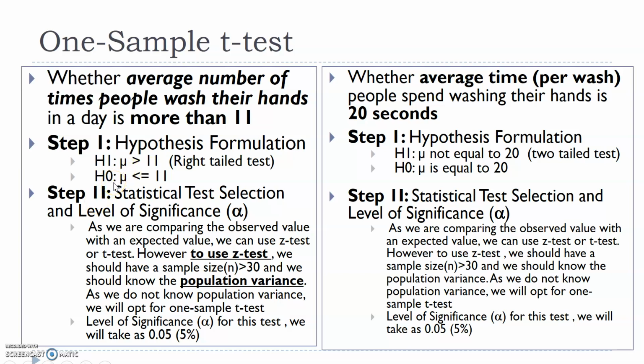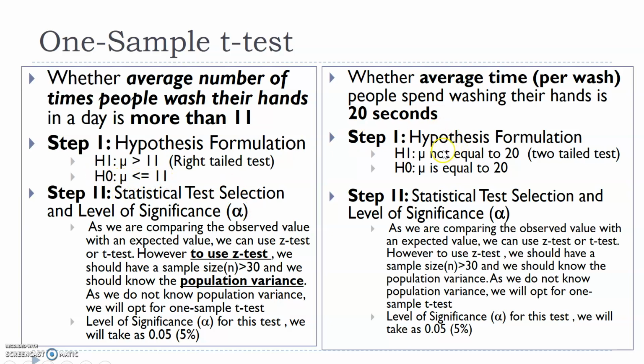What will be my null hypothesis? The null hypothesis is nothing but the opposite of the alternate hypothesis. Always remember the equality sign will be there in the null hypothesis. The equality sign is always there because it is a status quo. So the opposite of greater than will be less than or equal to 11. That is my null hypothesis.